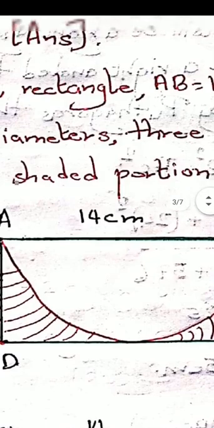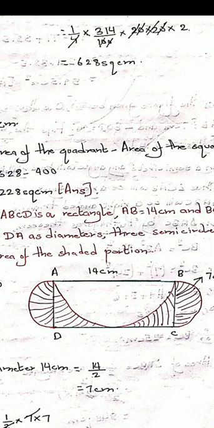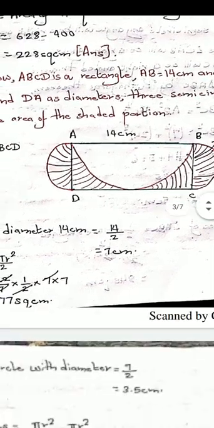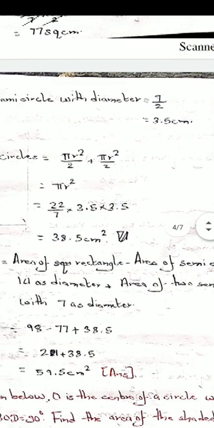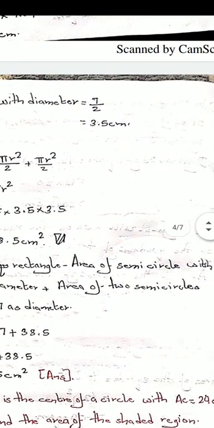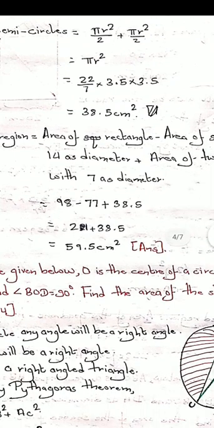If you see here, how we are going to calculate the area of the shaded region is, I'm going to take the area of the rectangle. From there, take out the area of the bigger semicircle and add the area of the two smaller semicircles. So that is the logic which I'm going to use. So area of shaded region equals area of rectangle minus area of semicircle with 14 as diameter plus area of the two semicircles with 7 as diameter. So I have found 98 minus 77 plus 38.5, so 21 plus 38.5, that happens to be 59.5 centimeters square. Yes, I hope this is clear with everyone.